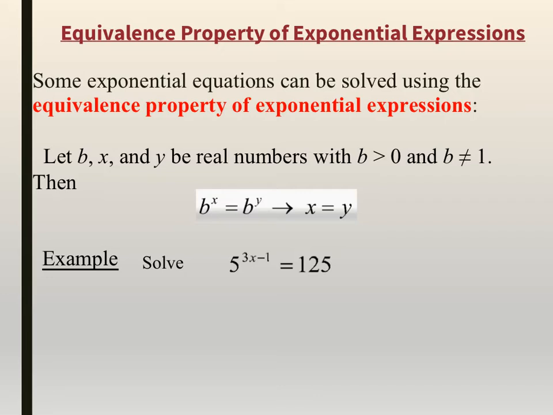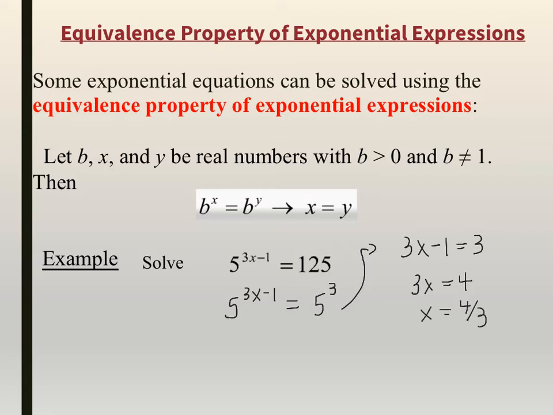We have 5 raised to the 3x minus 1 is equal to 125. To solve this equation, we put everything into base 5. So on this side, we will leave alone. But on the other side, we'll change this to 5 to the third power. Now, based on the equivalency property, we see that 3x minus 1 is equal to 3. 3x is equal to 4, or x is equal to 4/3.